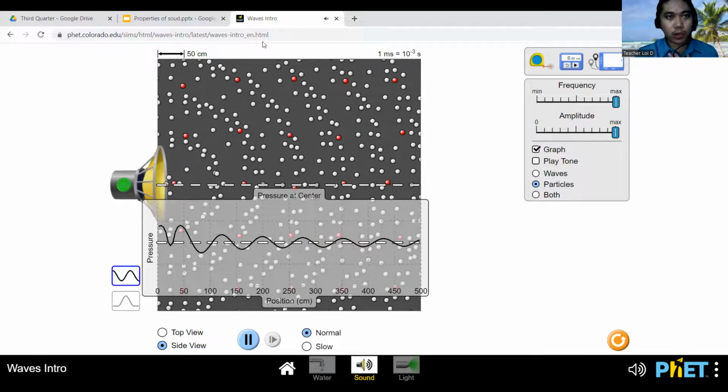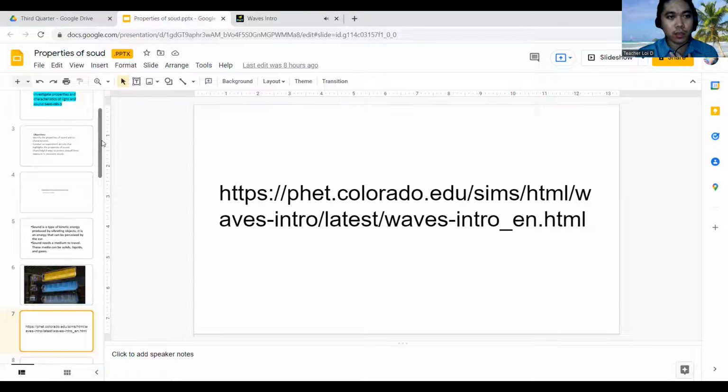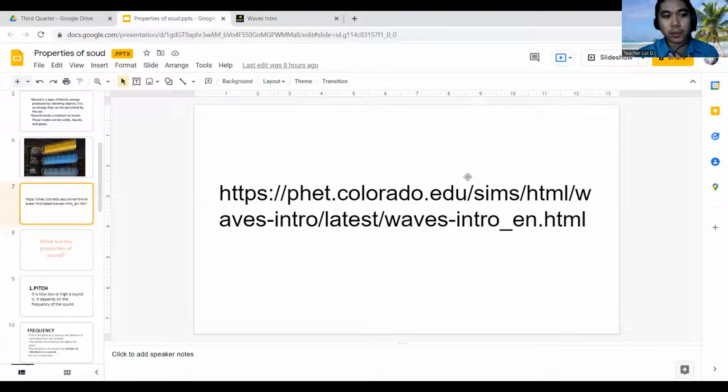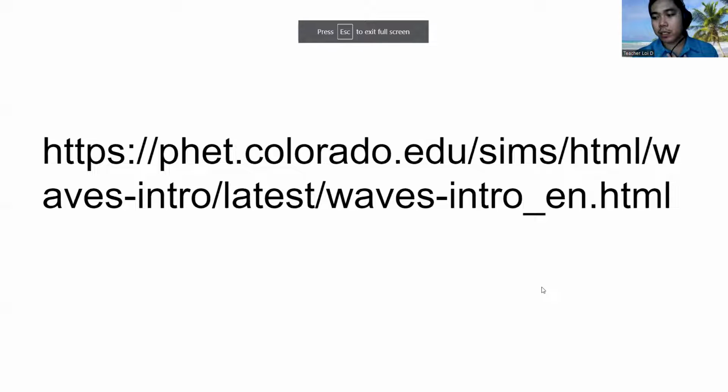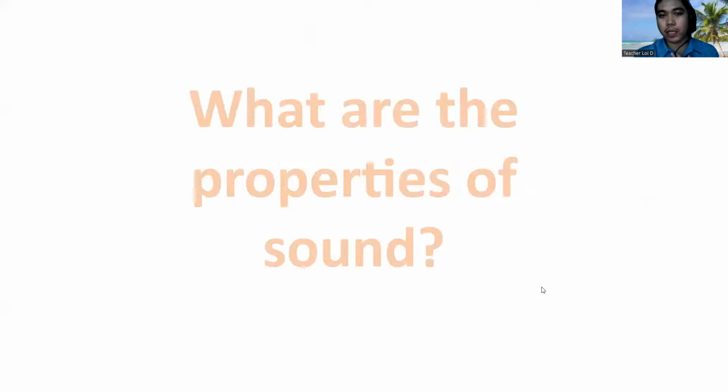Okay, let's go back to our discussion. What are the properties of sound based on our simple activity? Kahit mas maikli lang o saglit lang yung activity natin. What are the properties of sound? Natatandaan nyo ba yung properties ng sound? So ito yung mga properties ng sound.